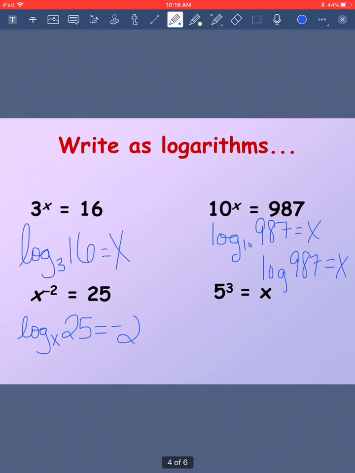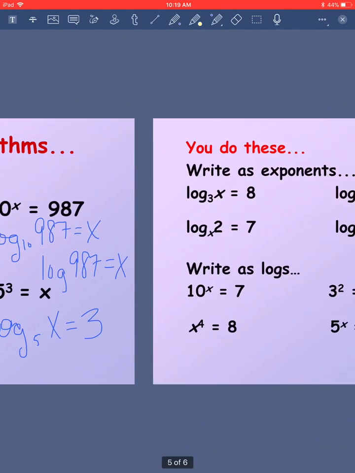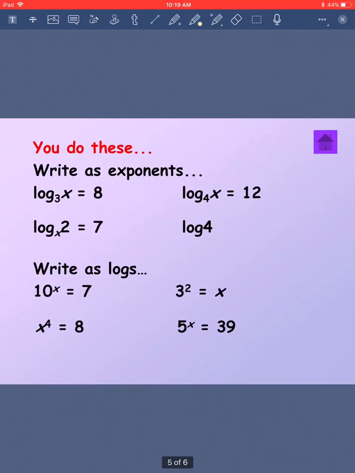I've got 5 cubed equals x. So it's log base 5 of x equals 3. Okay, so this is just more practice on going from one form to the other. So log base 3 of x equals 8 can be rewritten as 3 to the 8th power equals x. Log base x of 2 equals 7 can be rewritten as x to the 7th equals 2.